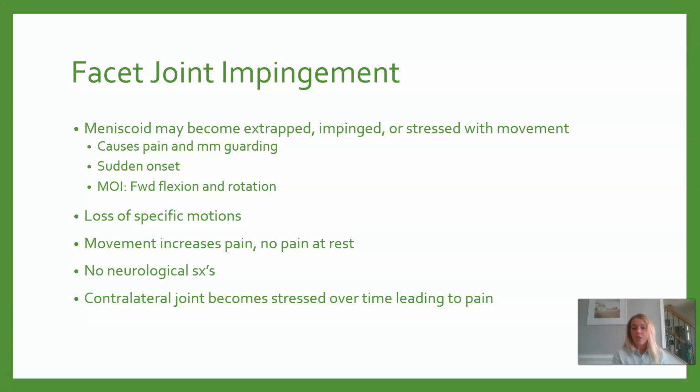There are typically no neurologic symptoms with facet joint impingement. And then the contralateral joint will become stressed over time, leading to pain. This is typically one of the things that will self-regulate. It'll start to improve on its own, given a couple hours or a couple days, usually at most. But if it continues on, you'll start to see some compensatory issues in the joint opposite.